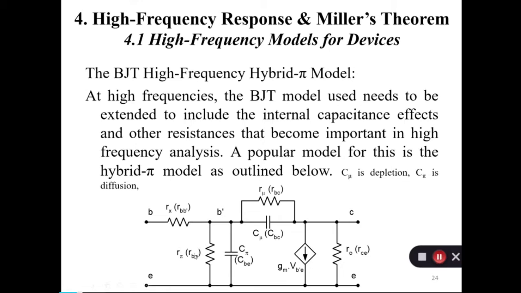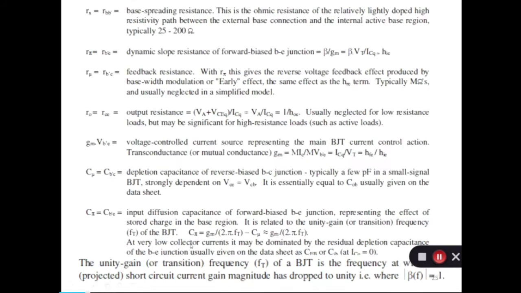This R pi is the dynamic slope resistance of the forward biased base to emitter junction. It has a formula, and you know that formula already. R pi is equal to beta upon Gm, beta upon Gm. Or you can write the formula in this form. We can also say this R pi as HIE.